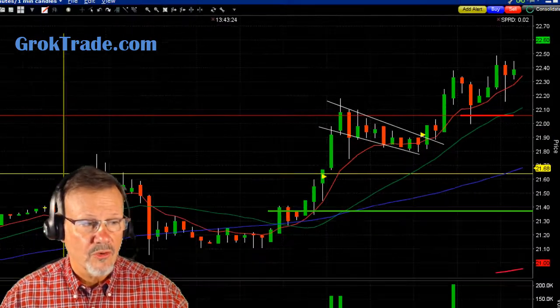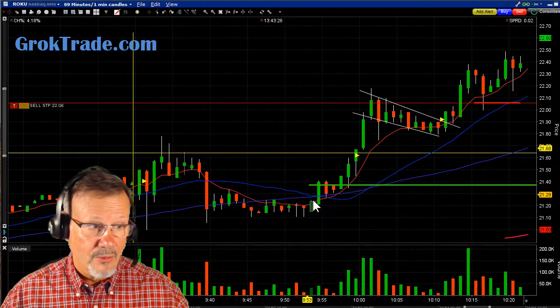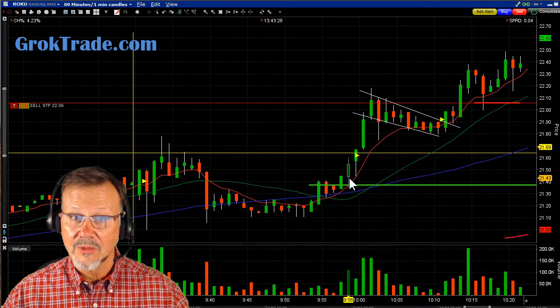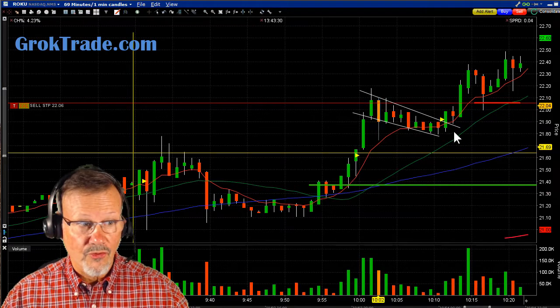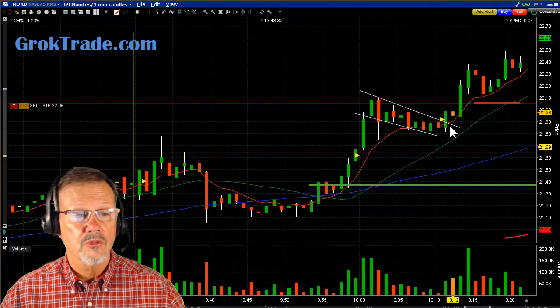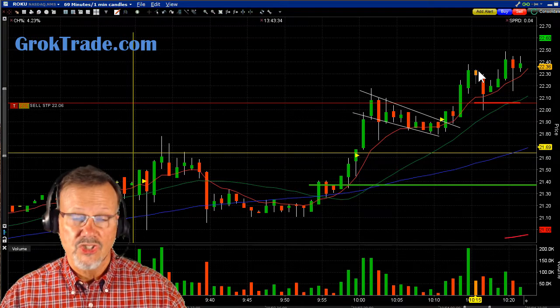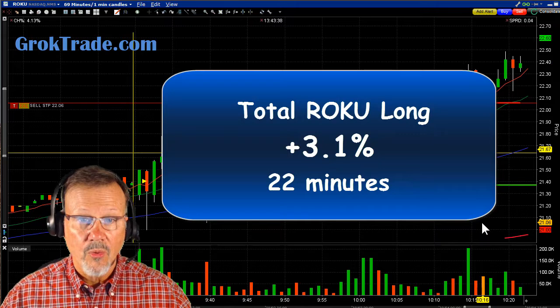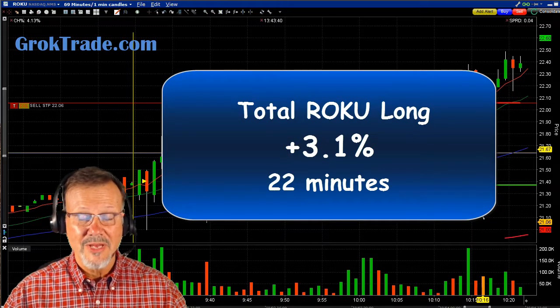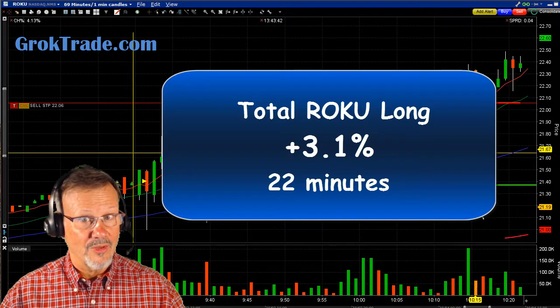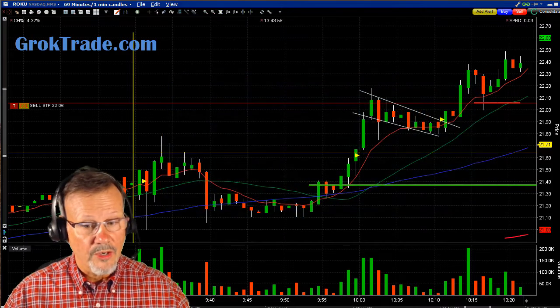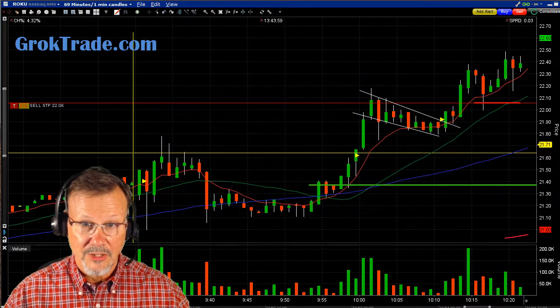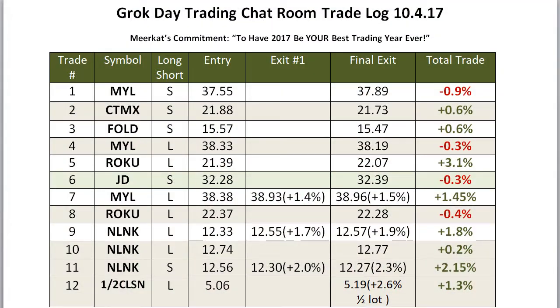But let's look at this overall trade. It was a bull pullback. When it broke out, it just high based for a little while, took off, formed a bull flag, another opportunity to enter for folks. And then when it came down, it snapped below that 8 EMA. It stopped me out for 3.1% in 22 minutes. Ooh-ah, love it when that happens. This is just one of 12 trades of today that we had in the Grok day trading chat room. And here you can see it was trade number 5 here on our list.